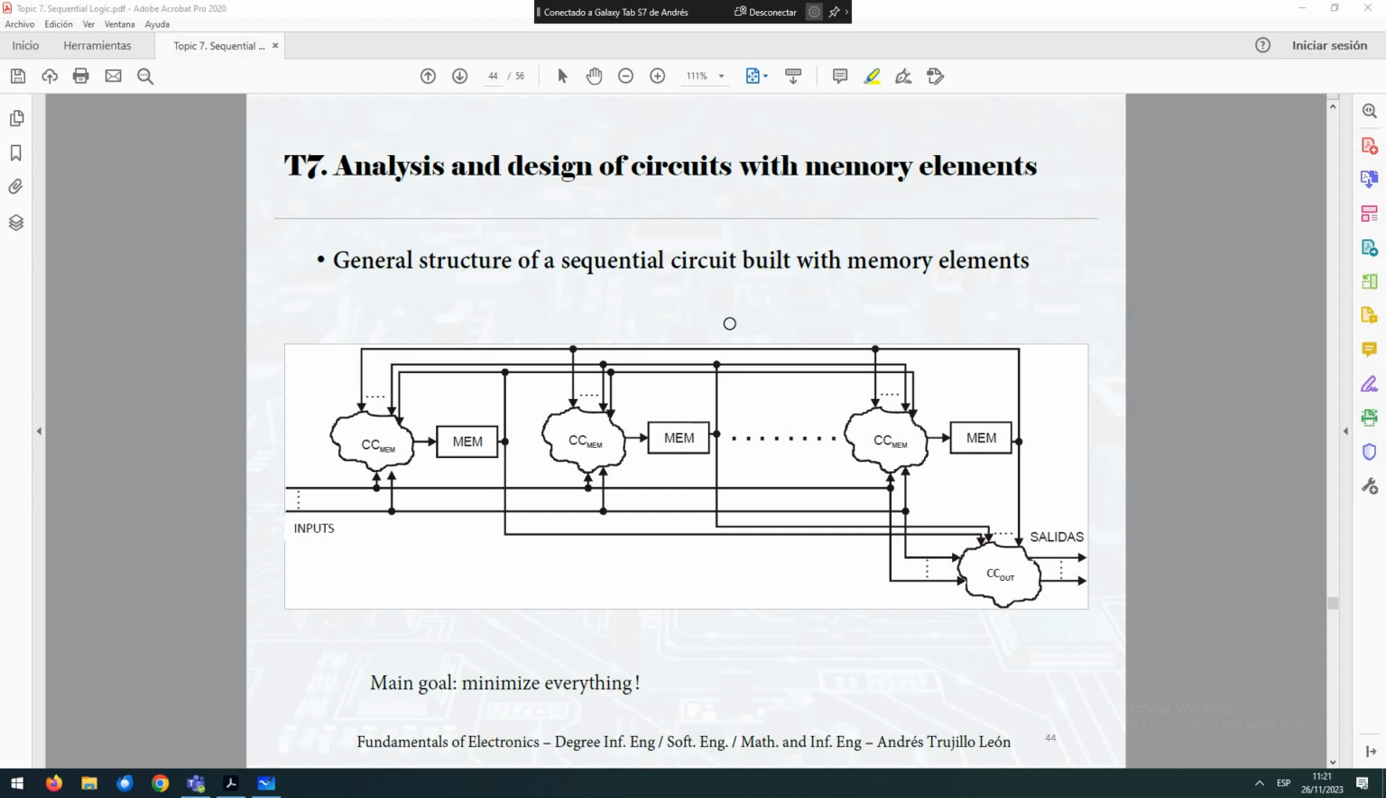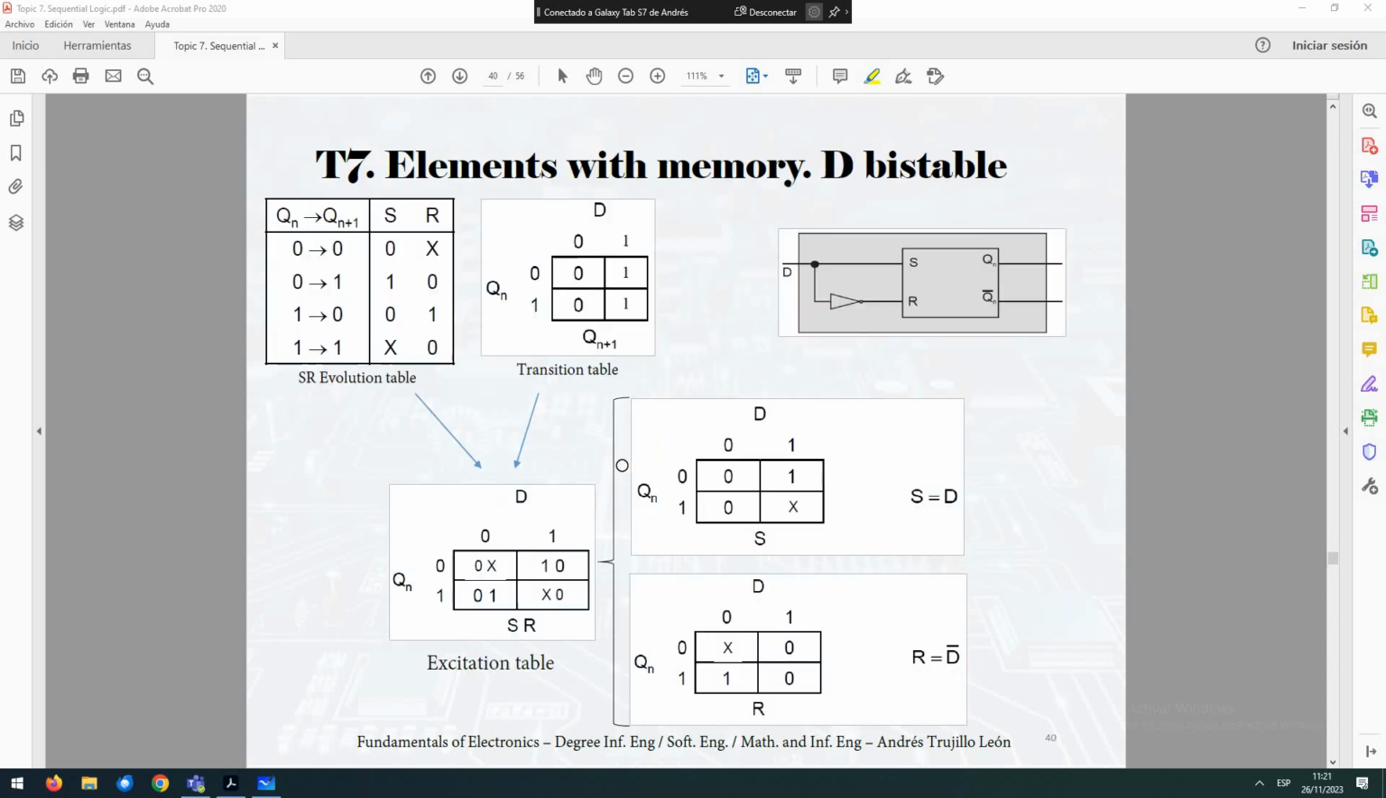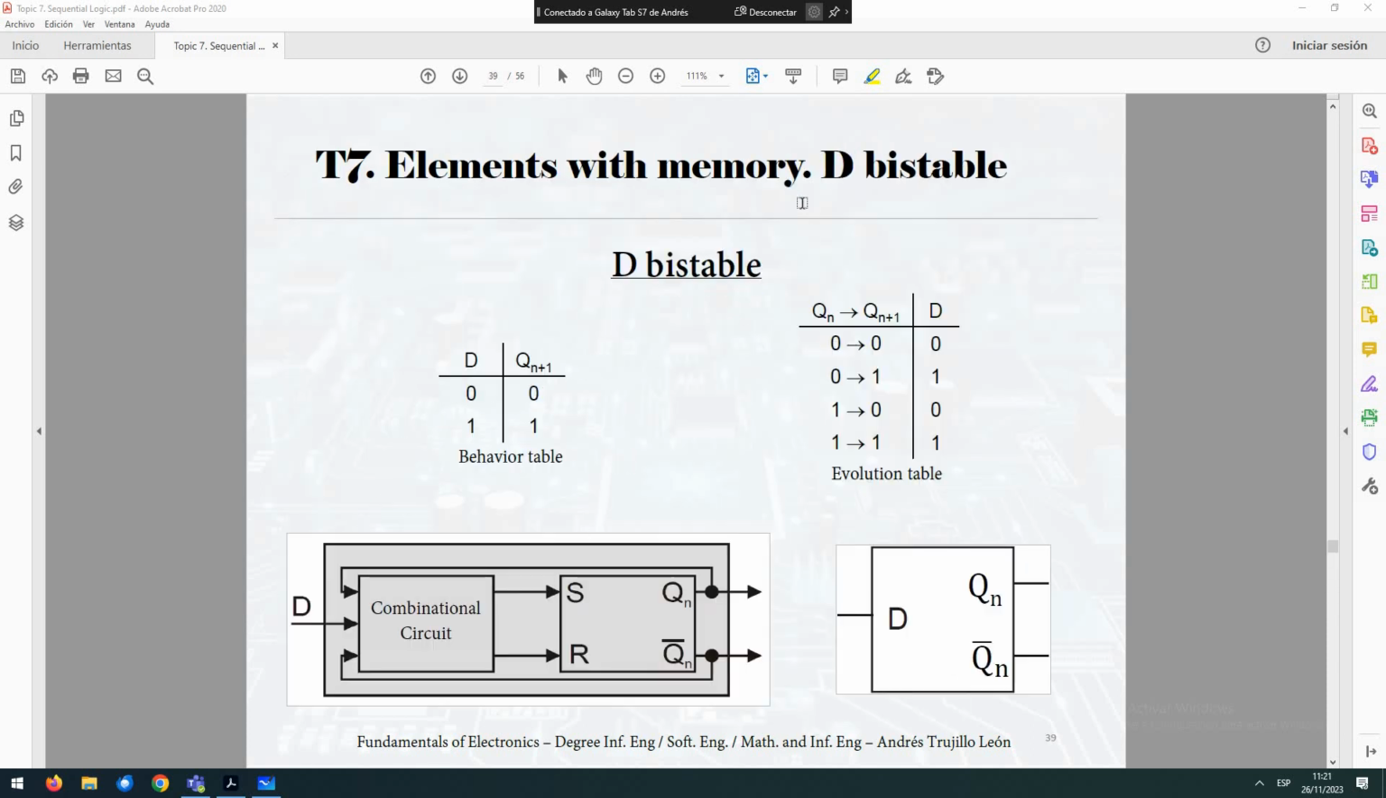So if we remove one state variable, we are going to remove one memory element, but also the logic gate that the memory element has at its input. Remember that for each sequential circuit, we are going to have the memory elements that are specified in the exercise, and this combinational circuit, these logic gates, that we are going to design.